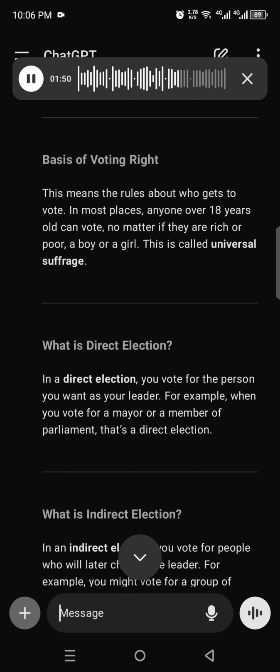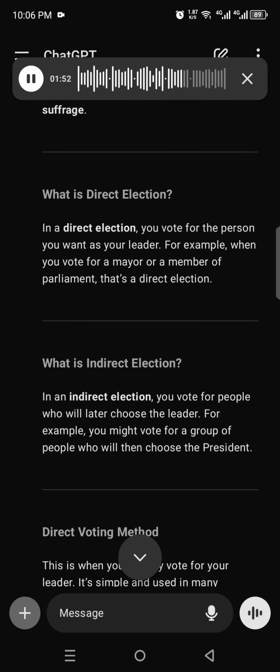What is direct election? In a direct election, you vote for the person you want as your leader. For example, when you vote for a mayor or a member of parliament, that's a direct election.